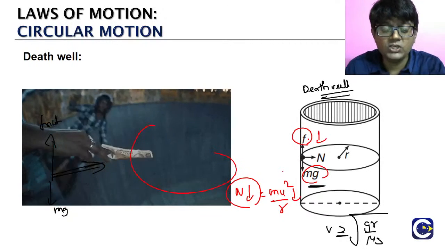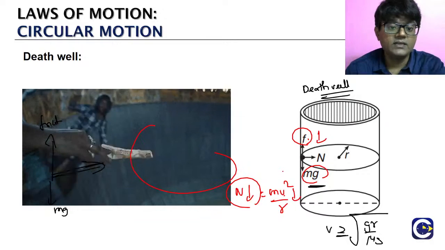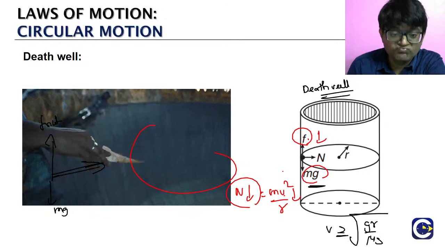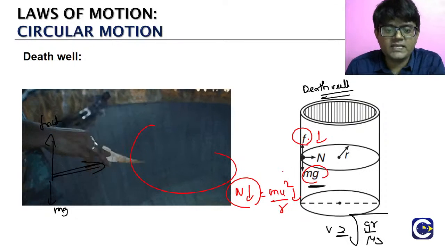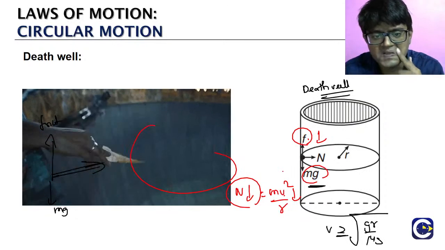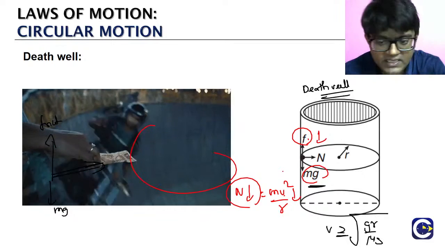So whenever they have an issue with the engine or something, you will see that even when they are going down, how will they go down? They will spiral downwards. Okay, so this is about the physics behind the death well.